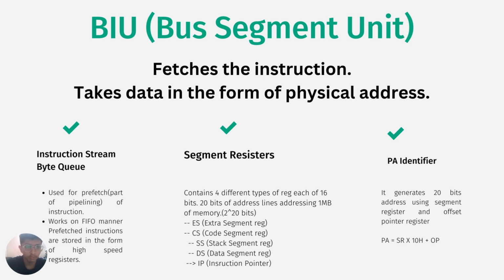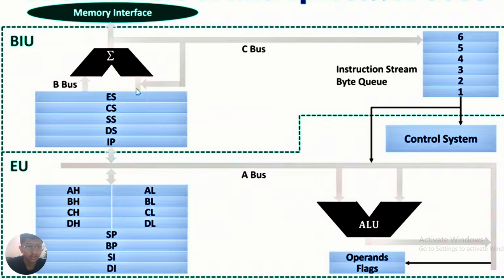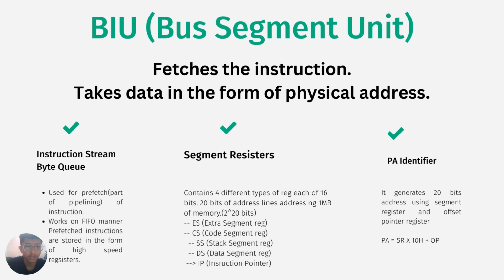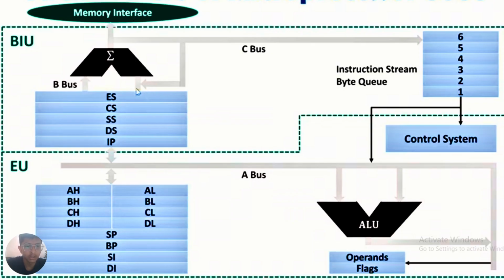So, we will now understand the ES, CS, SS, and DS segment registers and the IP instruction pointer. These are the basic types: ES means extra segment, CS means code segment register, SS means stack segment register, DS means data segment register, IP means instruction pointer. The instruction pointer is used for accessing the registers which are pointing towards another unit.